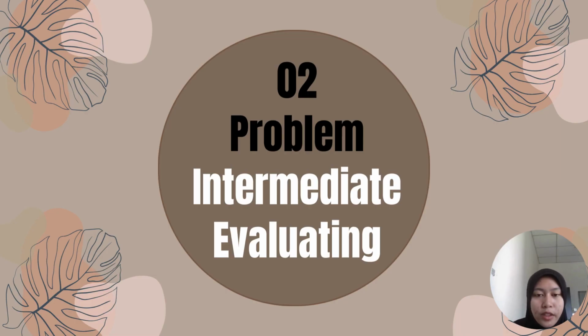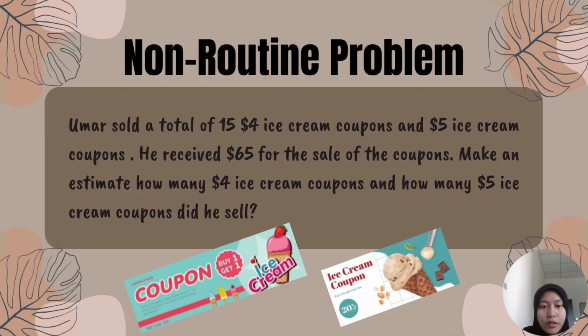Next, we will move on to the second problem, which is the intermediate one, and the Bloom's taxonomy level involved is evaluating. The second problem goes like this: Omar sold a total of 15 $4 ice cream coupons and $5 ice cream coupons. He received $65 for the sale of the coupons. Make an estimate of how many $4 ice cream coupons and how many $5 ice cream coupons he sold.